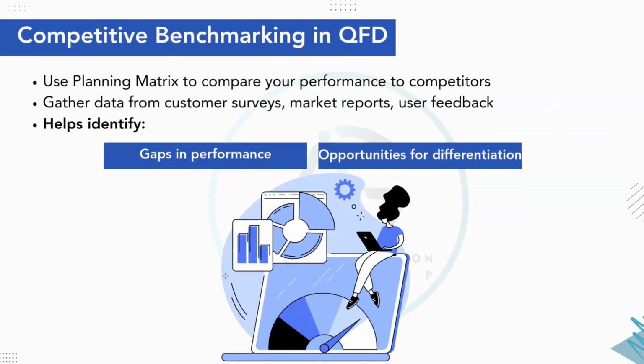In this step, we talk about using competitive benchmarking in the QFD process. We use the planning matrix to evaluate how our product or service stacks up against competitors. This is done using data from customer surveys, market reports, and user feedback. The key purpose of this activity is to identify 2 things. 1. Gaps in performance. Where are we falling short compared to competitors? 2. Opportunities for differentiation. Where can we outperform and stand out? This insight is crucial for defining improvement priorities and making customer-focused decisions.